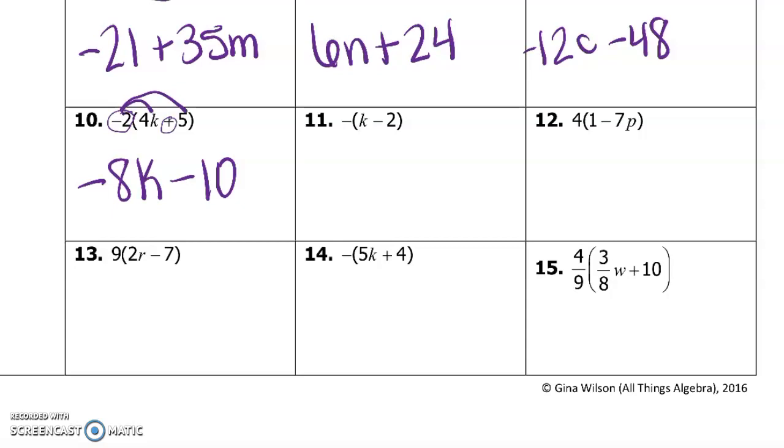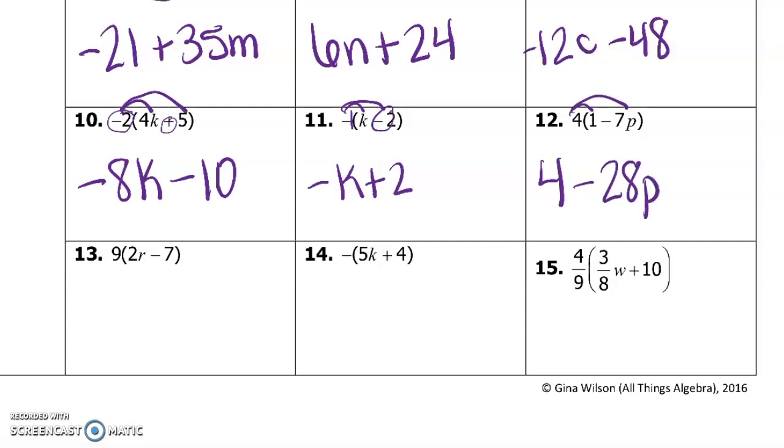Number 11, this is like distributing negative 1. So negative 1 times k. I don't want you to put the 1 in there though, just put negative k. Negative 1 times negative 2 is positive 2, so negative k plus 2. Number 12, 4 times 1 is 4. 4 times negative 7p would be minus 28p. 13, 9 times 2r is 18r. 9 times negative 7 is negative 63, so 18r minus 63.